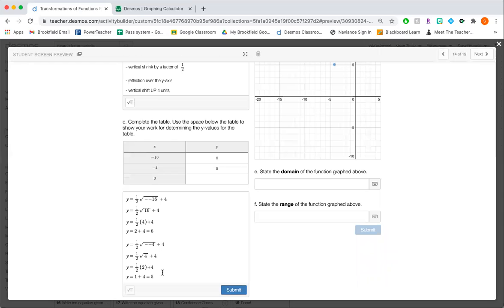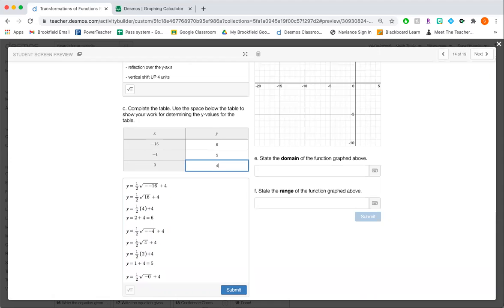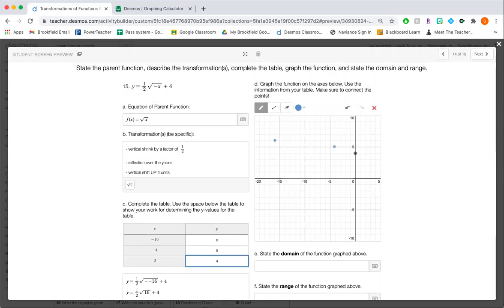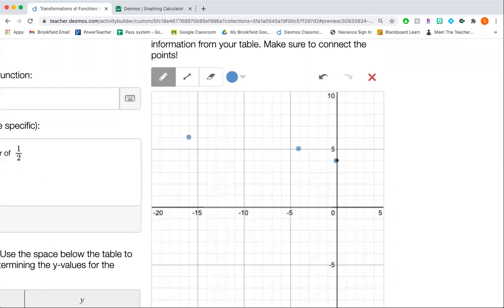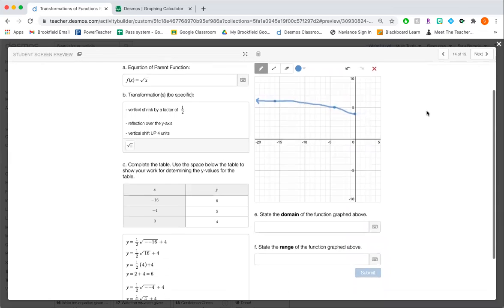And then one more time for x equals 0. The more work you show, the more chance for partial credit. So this time we're going to put 0. There is no such thing as -0. It's just the square root of 0. Square root of 0 is 0. 1/2 of 0 is 0. So this is 4. So we plot the point 0, 4. And then we do our best to connect this. Mine doesn't look great, but it doesn't have to be perfect. That's what that looks like.